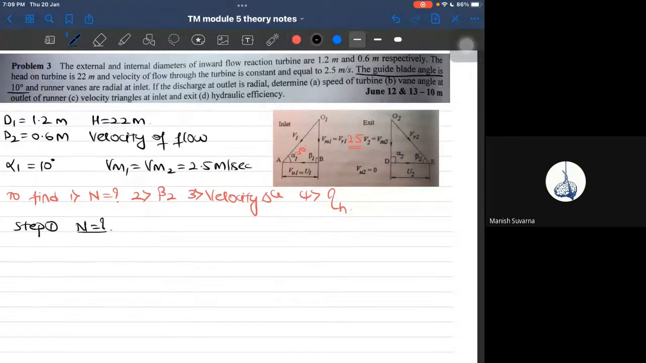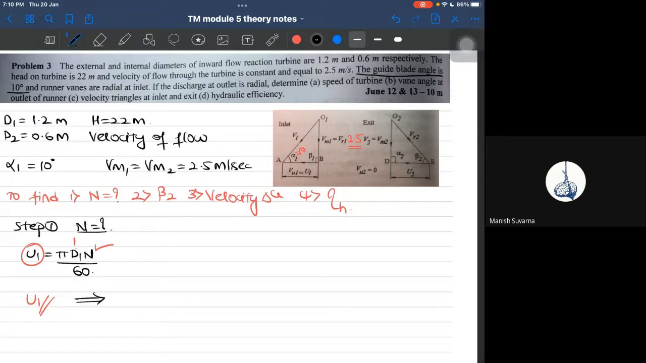Any idea? So N, where does it come in? In U. U1 is equal to pi D1 N divided by 60. So if by some chance I find the value of U1, since I know the value of D1, I will be in a position to calculate N. Simple. So I have to calculate U1 first. So how do I calculate U1?